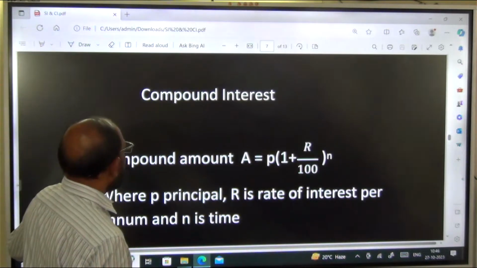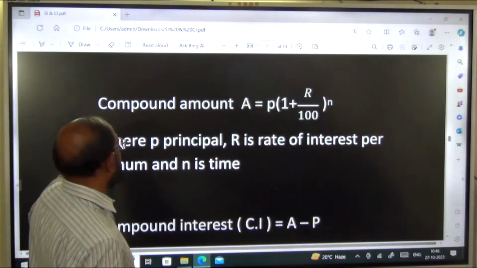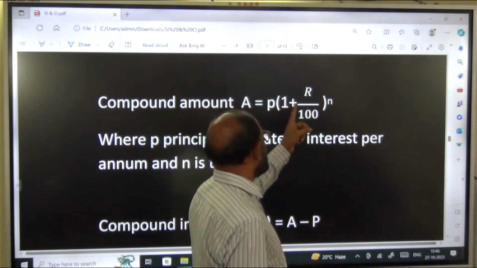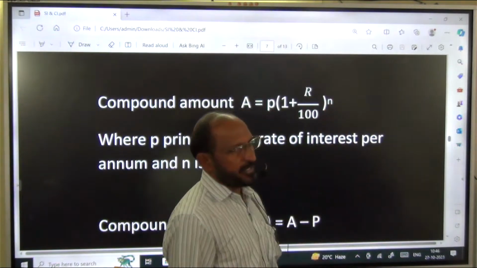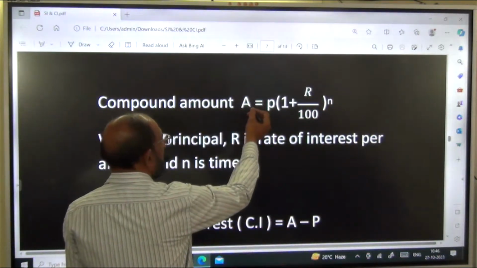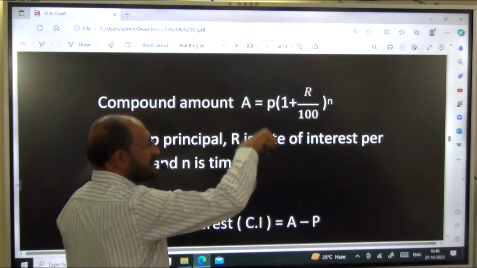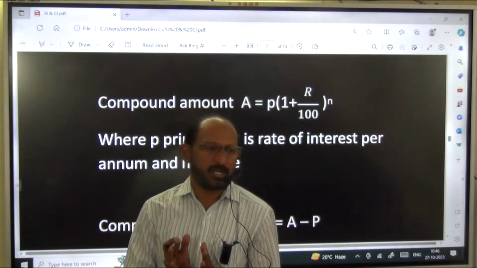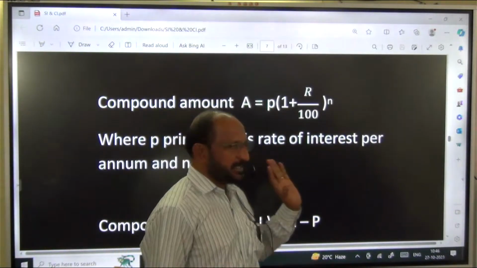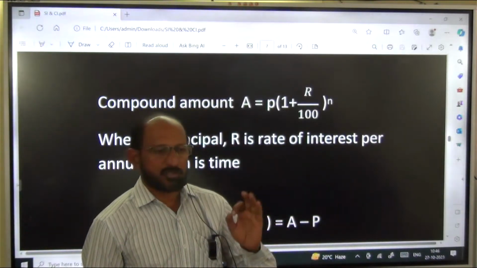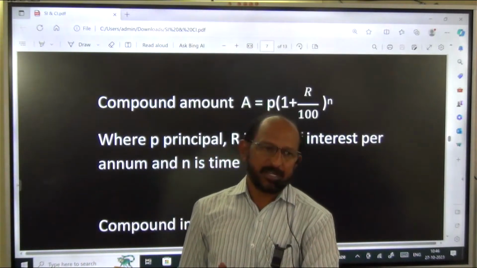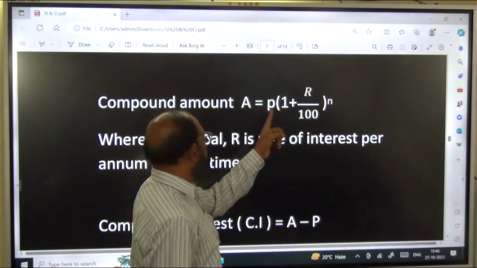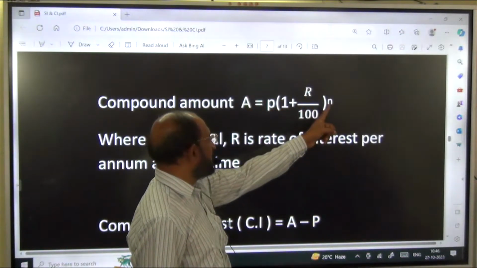So we have to calculate the compound amount. How to find the compound amount? A is equal to P into 1 plus R by 100 whole power of N. In simple interest, we calculate directly, PTR by 100. Here there is no direct formula for compound interest. First calculate the amount, then subtract the principal to get the compound interest.